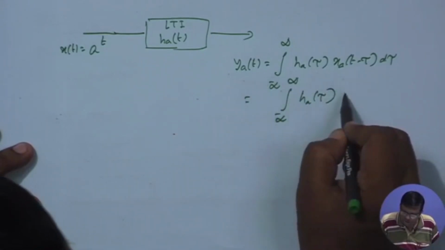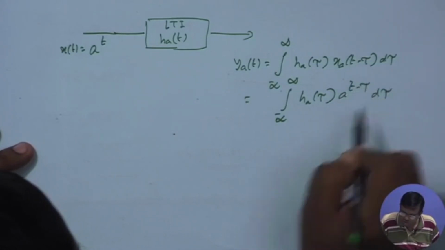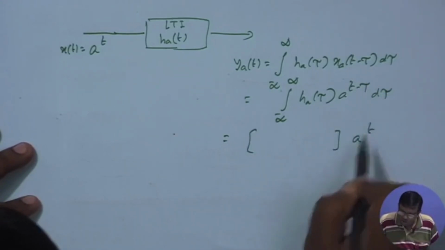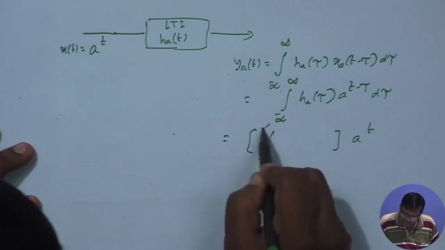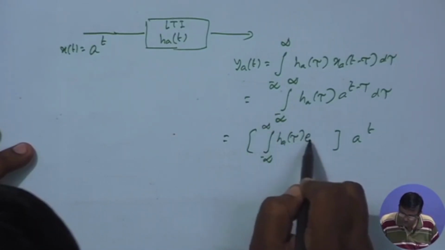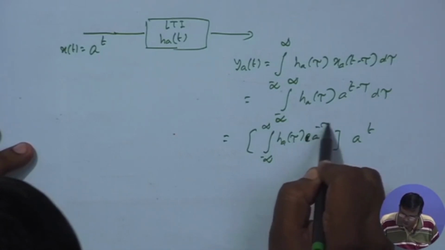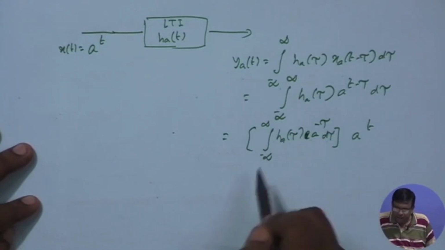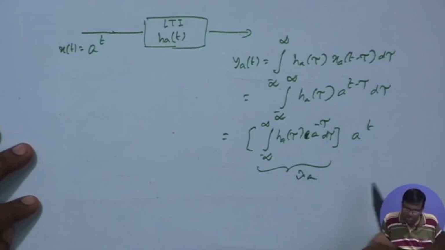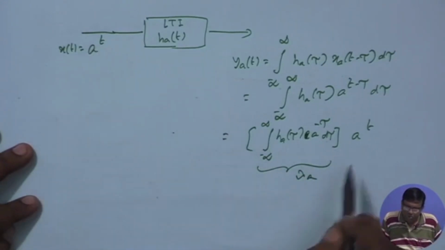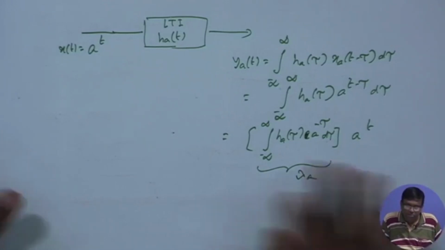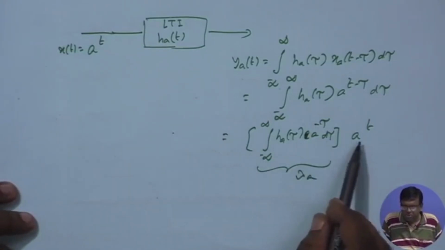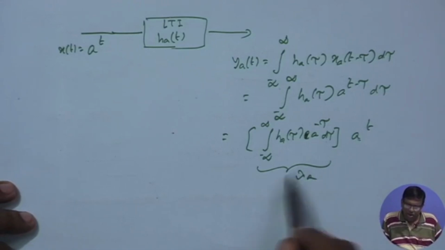x(t minus tau) means a to the power t minus tau d tau, a to the power t can come out, the integral is with respect to tau only. So, a to the power t comes out and the integral is this. Sorry, this is a to the power minus tau. So, this entire thing after integration, there is no tau, it is just a function of a. So, you can call it an eigen value lambda(a), depending on a, that for a to the power t, the output is lambda(a) into a to the power t. What is the advantage? For this kind of functions, you do not need to carry out convolution, you can straight away write down the output, just a to the power t multiplied by an eigen value lambda(a).